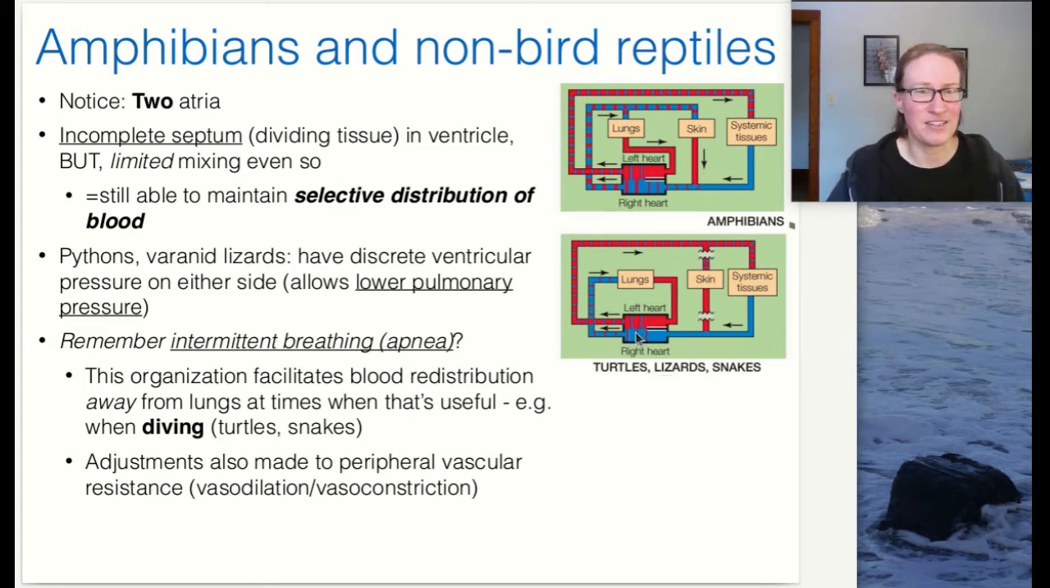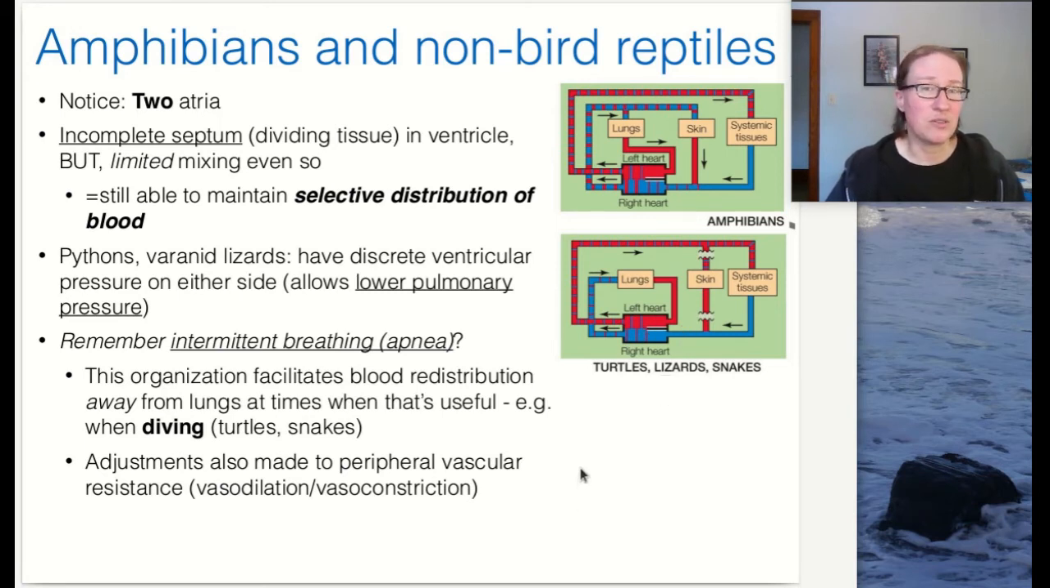If the septum is incomplete, then under certain circumstances, that could mean you could experience vasoconstriction on the pulmonary circuit. If there's more vasodilation on the systemic circuit, then instead of uselessly passing blood through the lungs, you can divert most of the blood towards the systemic circuit and just continue circulating it there. Okay, so that can be really helpful for animals that dive because they can save the energy that might be used to pump blood across the lungs for other functions.